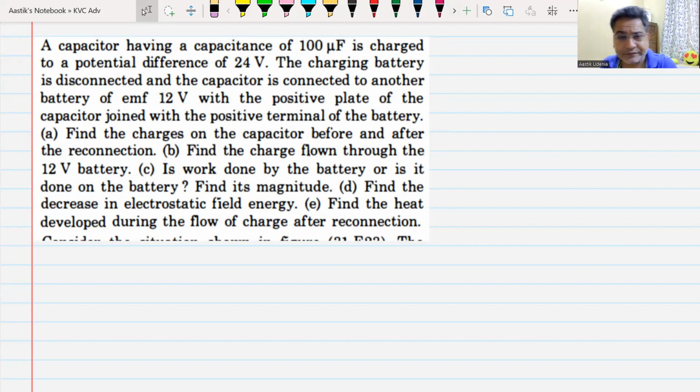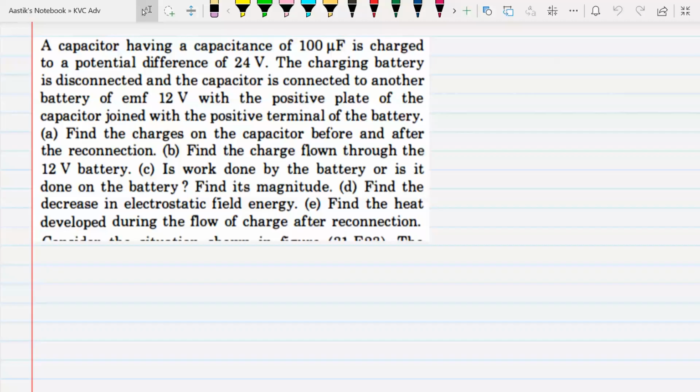Same question. Here the battery is not the same and it is connected in the same sense. I hope you understand the question. Yes, sir. I'll give you 2 minutes to give me the answer for this. C, D, and E. Okay, so how are you supposed to do this?